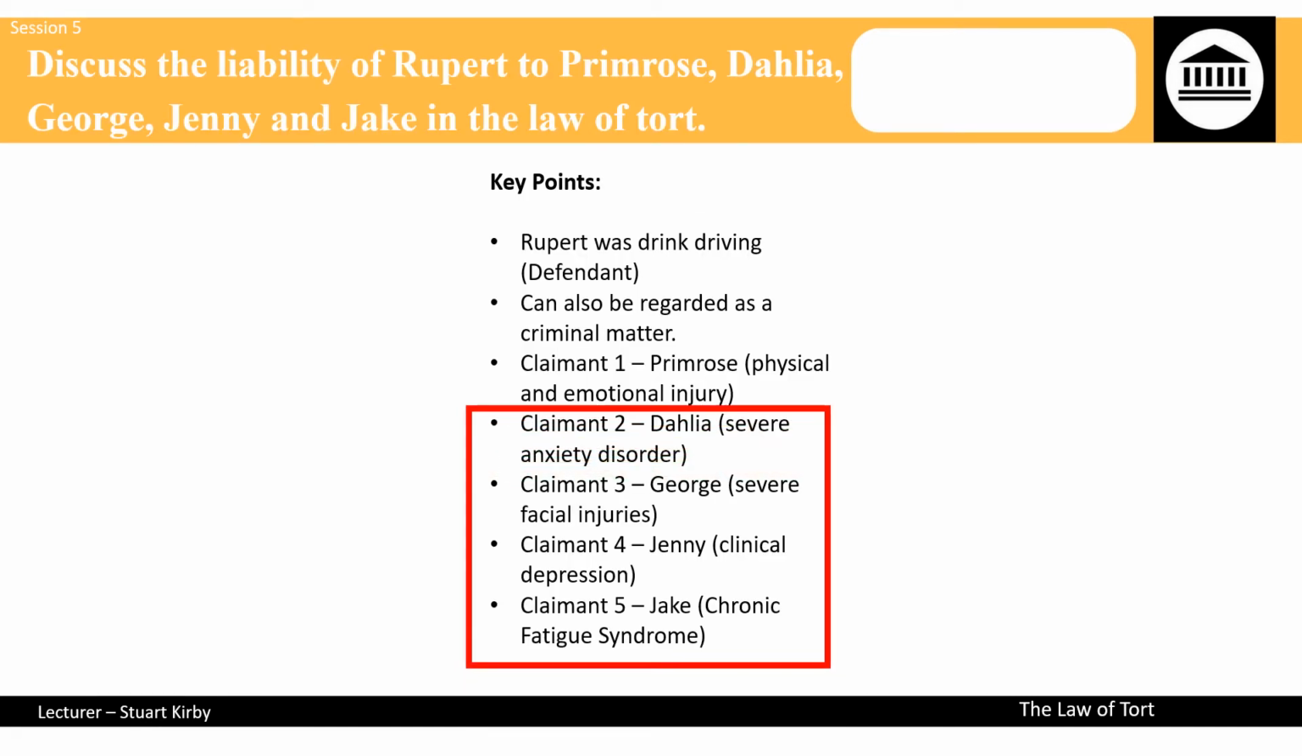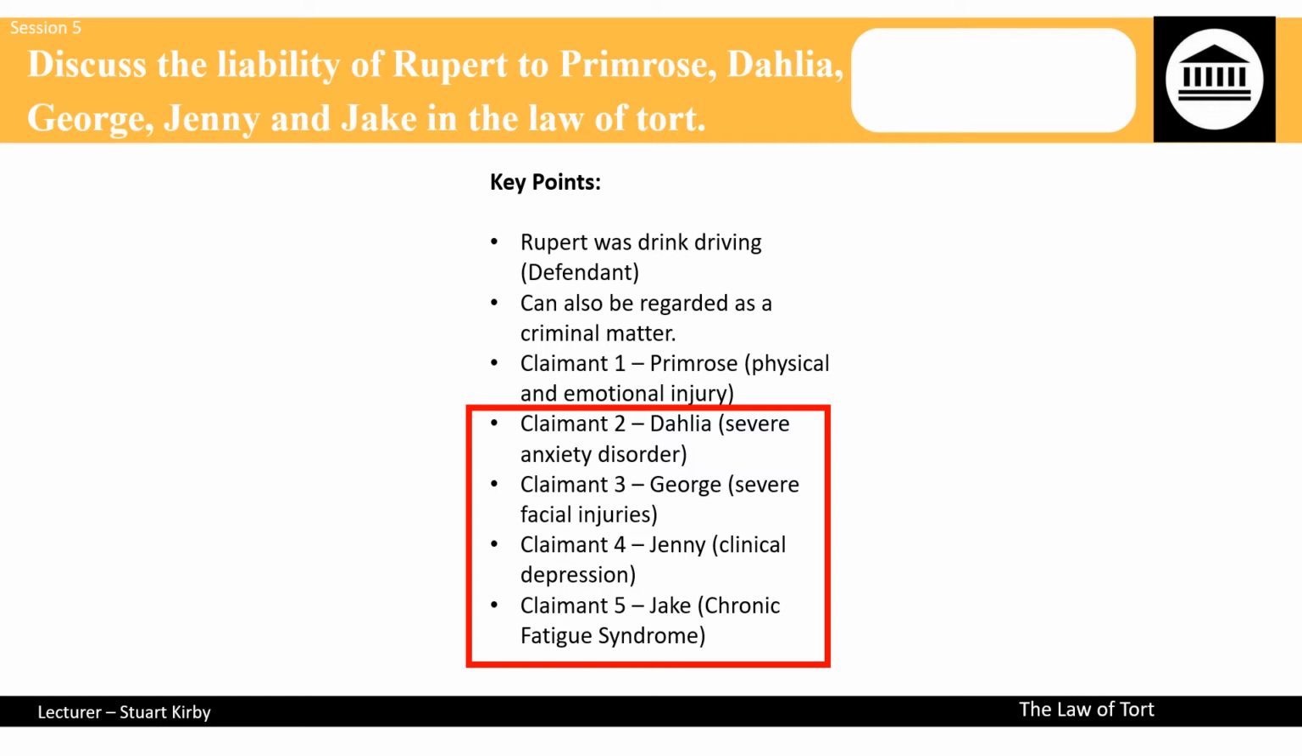So in session 4, we talked about the defendant Rupert, the fact that it was a criminal matter as well, and we also looked at the main claimant 1, Primrose. She has physical injury and emotional injury. It was quite a straightforward connection there between the defendant and the claimant, so please look at session 4 for that. Today we're looking at the other 3.